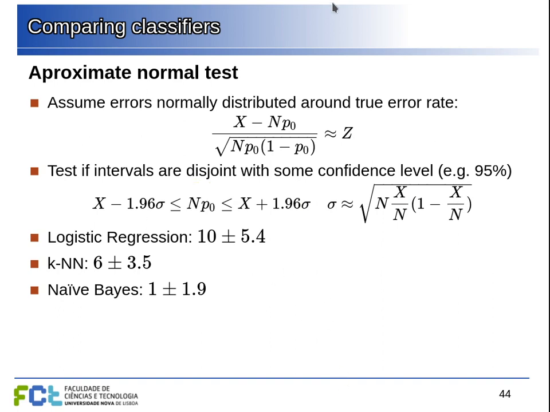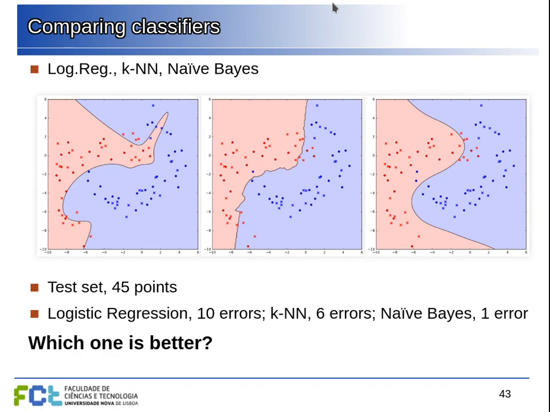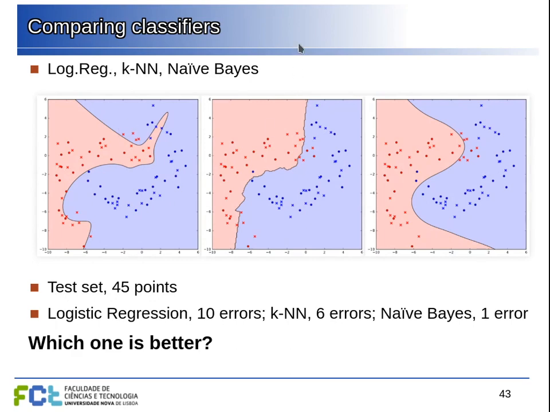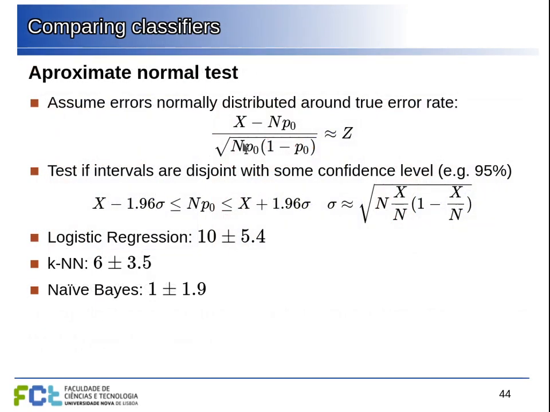So if we apply this to these results, we say that logistic regression, this hypothesis we obtained by logistic regression, should have a true error of around 10 plus minus 5.4 for any set of 45 examples. This would be the interval where the expected number of errors should fall, this for k-nearest neighbors and this for naive Bayes.